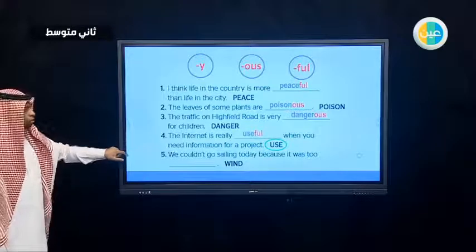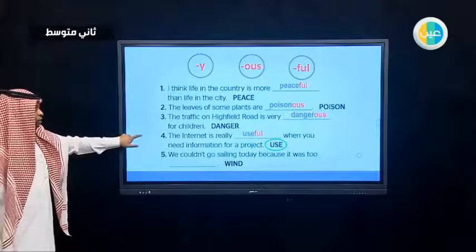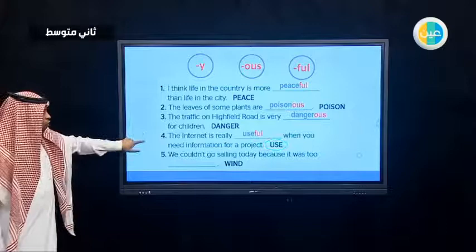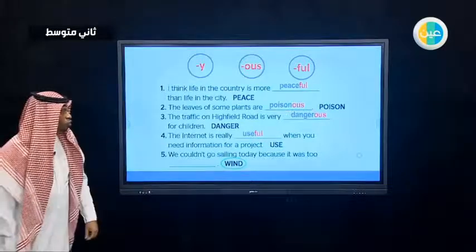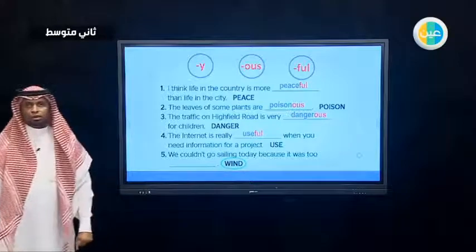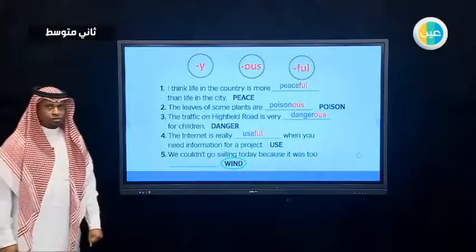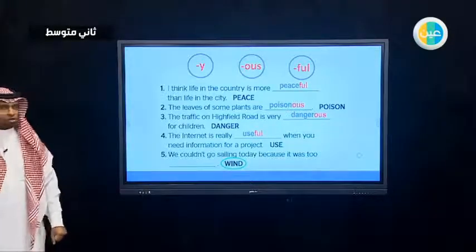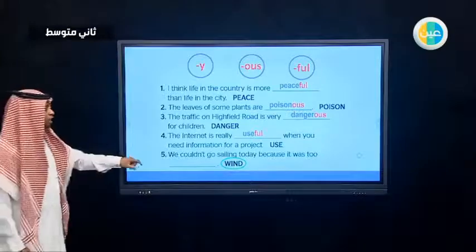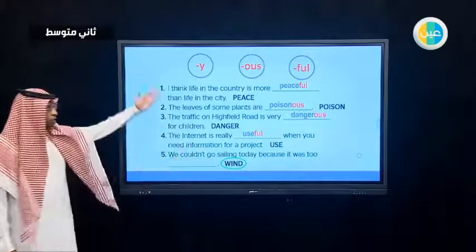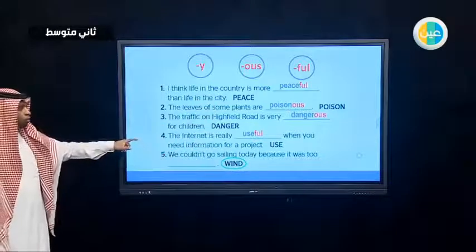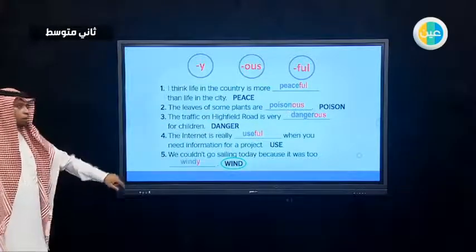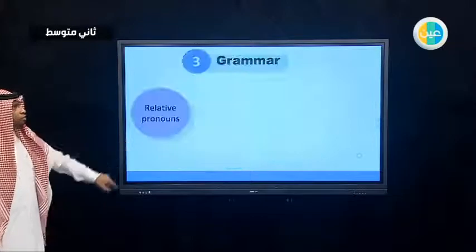Useful. Good. Now, the last one, we couldn't go sailing today because it was too wind. No, we can't say it was too wind. How can we change it into an adjective? It should be an adjective. Can we say windy, windious, or windfall? Windy. Good. Now let's move to grammar.